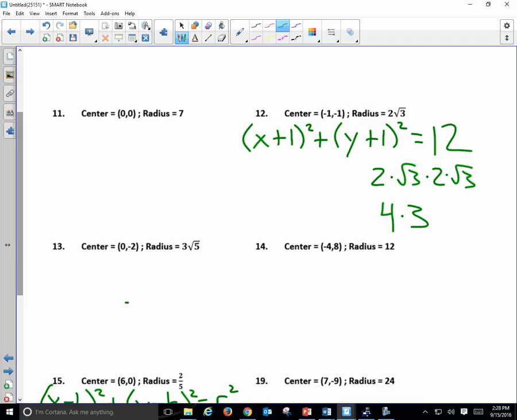Equation for a circle. Piece of cake, upside down. You guys got literally 20 minutes. You should have no problem doing this. Enjoy a night of very little homework.